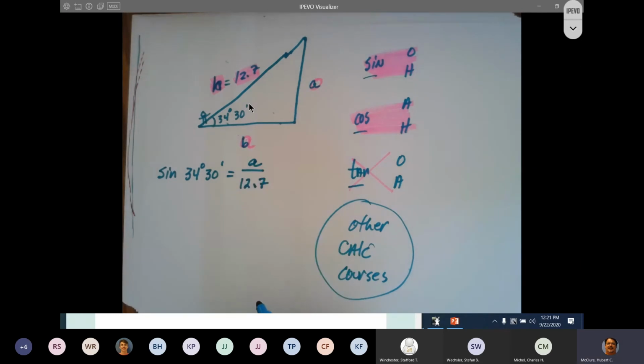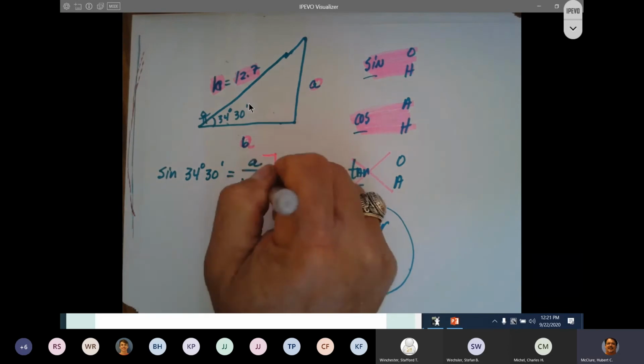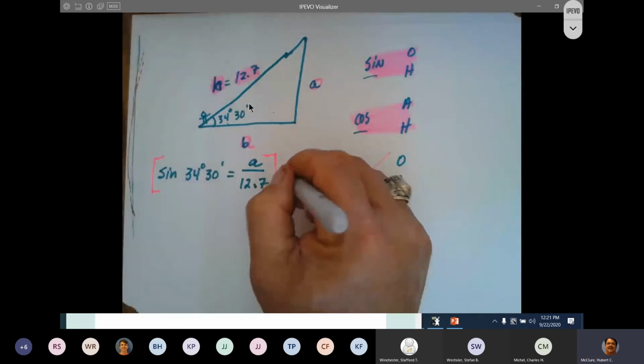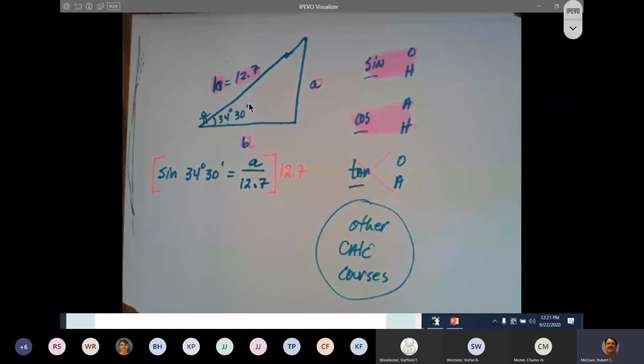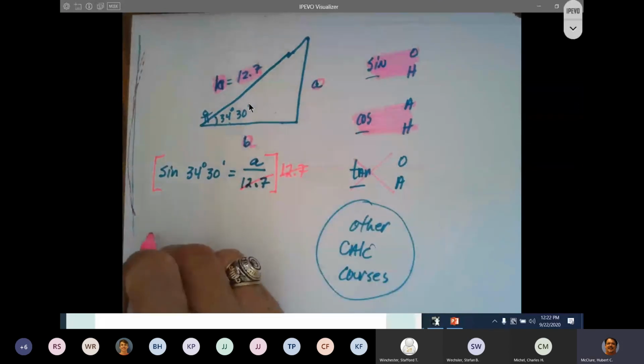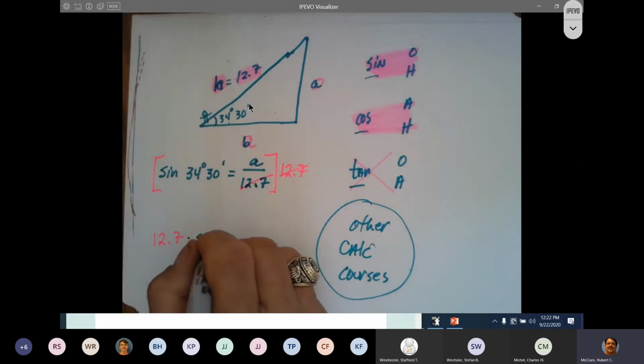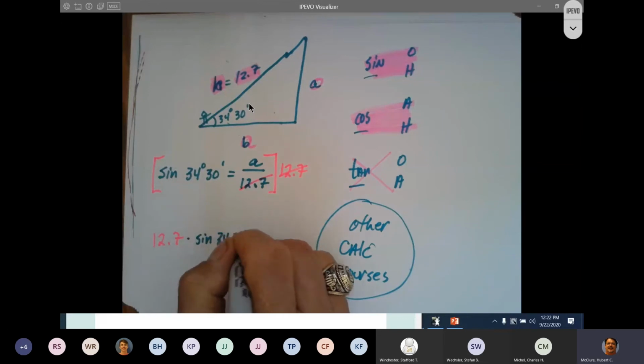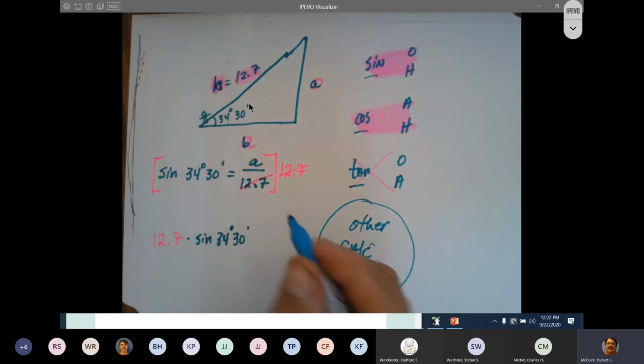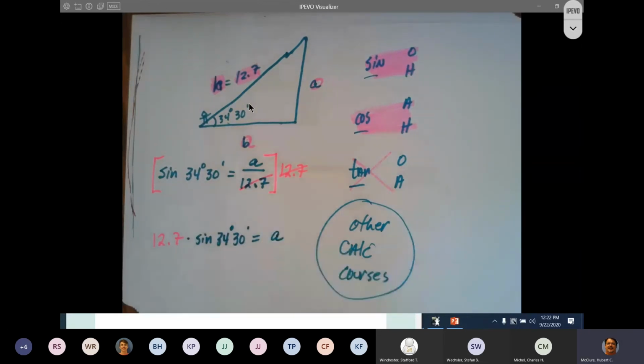So I want to get rid of the fraction. I'm going to multiply through by the denominator. I'm going to multiply both sides by 12.7, and that's going to give me 12.7 times the sine of 34°30' is equal to A. And now you're going to type this in your calculator.